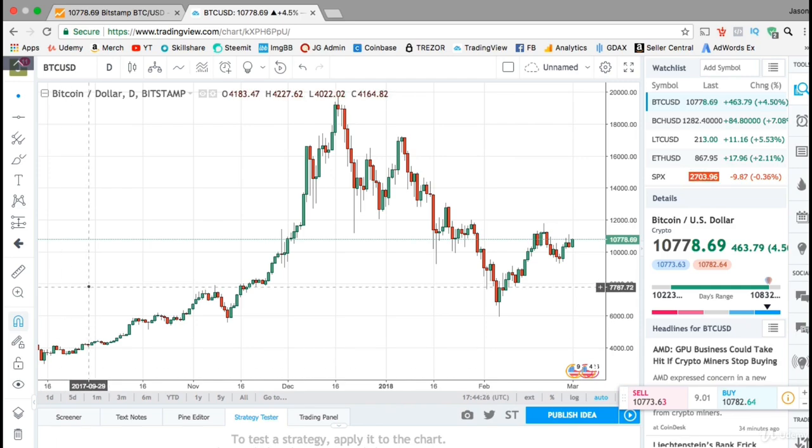So that's a basic overview of how to add indicators and overlays to your candlestick charts on Bitcoin Wisdom and TradingView, and I'll see you in the next lecture.